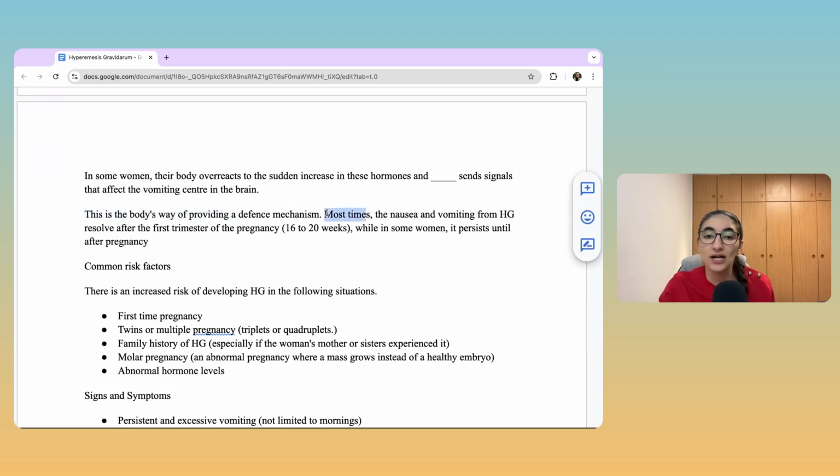Okay. Most times the nausea and vomiting from HG resolve after the first trimester of the pregnancy, while in some women it persists until after pregnancy. I think there's a full stop missing here. And then also, again, I would recommend putting some kind of statistic or some kind of fact or data to support this statement. So it says most times, but it doesn't tell me out of a sample size of women or how recent there was a study. So we want to try and make this more evidence-based.